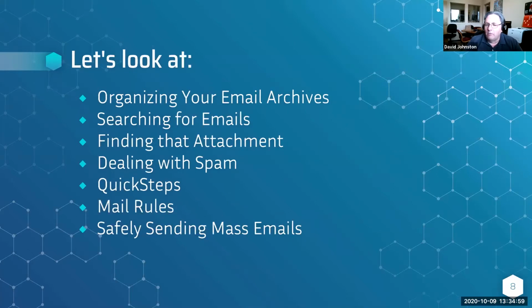So we're going to look at ways to organize your email archives. We're going to talk about searching for email. We're talking about finding that attachment. I don't know if you're like me, there's always some attachment I'm looking for, and I'll show you how to find that. Some things to deal with spam. I will talk about the quick steps function, which is kind of a little white box in the middle of the top of the screen that you may not have seen before or paid much attention to. I'll talk about mail rules, and then we'll talk about how to safely send mass emails.